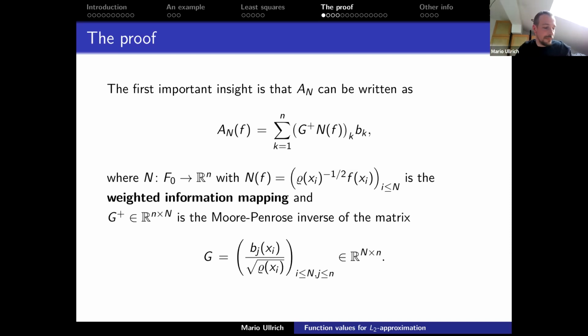You can still check the paper if you want to. Okay, so what is the first important insight that you need?